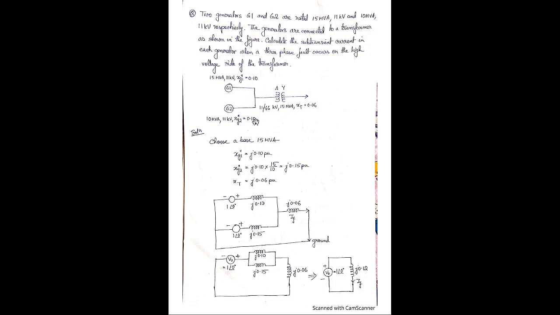This is the 11 by 66 kV transformer. 11 kV is the low voltage side and 66 kV is the high voltage side. So our fault occurs on the 66 kV side. We have the subtransient reactances of generator 1 and generator 2 and the reactance of the transformer. So we choose a base MVA of 15 MVA because we have both the transformer and one generator at 15 MVA. So we take this as the base MVA.